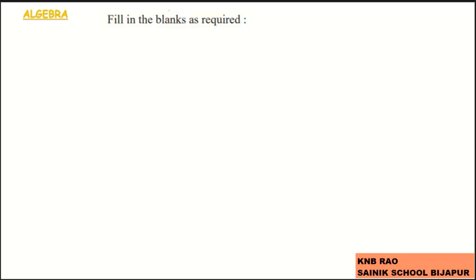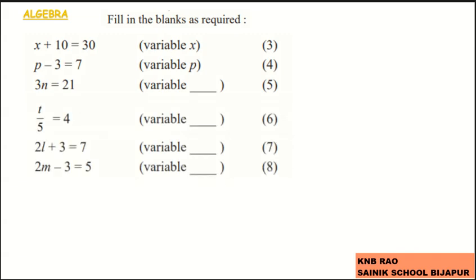Fill in the blanks required. x plus 10 equals 30. Here the variable in this equation is x. p minus 3 equals 7. In this, the variable is p. 3n equals 21. What is the variable here? The variable is n. t by 5 equals 4. What is the variable here? t is the variable.